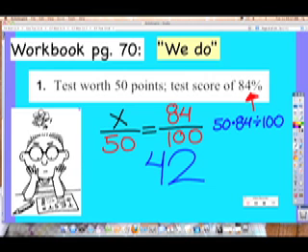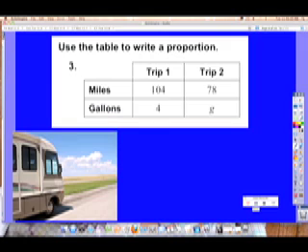Okay, so number 3, we now have a table because it seems like you do fine with tables. So let's think of this as a fraction right here. Put the equal sign and then another fraction here. So setup would be 104 miles over 4 gallons. It's going to be proportional to 78 miles over, we don't know how many gallons. That's our variable. G for the variable.